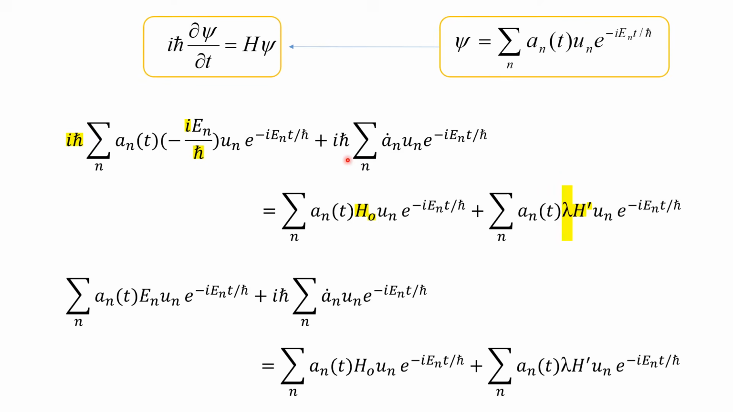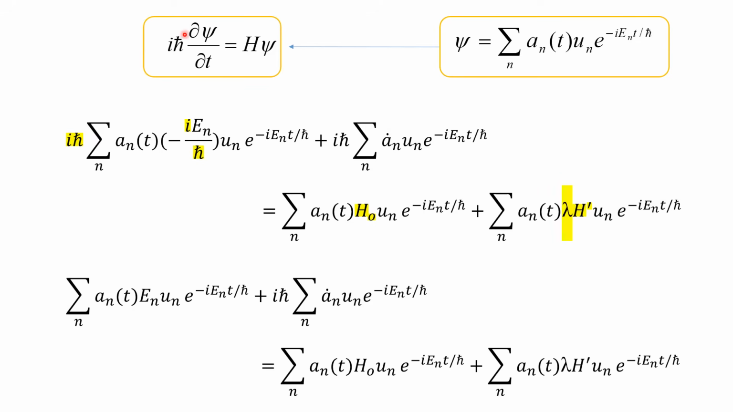Then next, of course, i ħ is there. You keep the wave function as it is, that is un e to the power minus i En t over ħ, and differentiate the expansion coefficient an. So the time derivative of an is equal to an dot, which I have mentioned here.